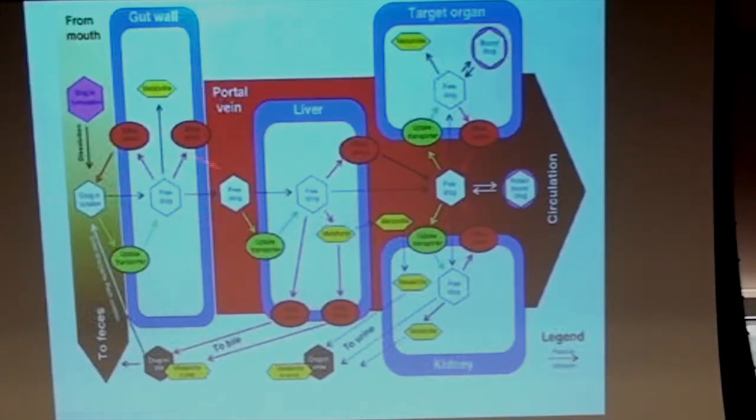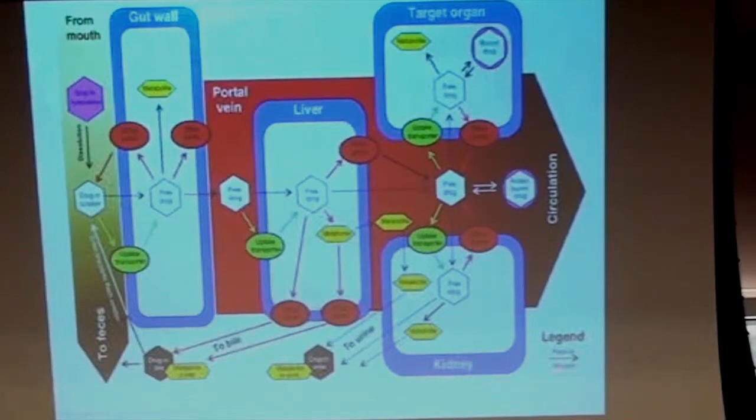It will reach the portal vein. It goes into the liver. It has to come out of the liver into circulation. And then in circulation, we have an equilibrium between plasma protein bound drug and free drug. And then eventually the drug might finally reach its target.